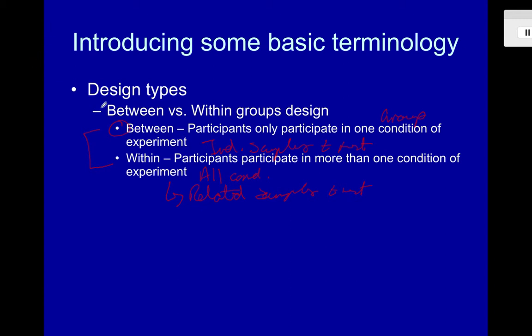And the answer is a within groups design has less error variance. Why? Because we're using the same participants in both groups. Okay, that's why we have less error variance, because we have the same participants in both groups.